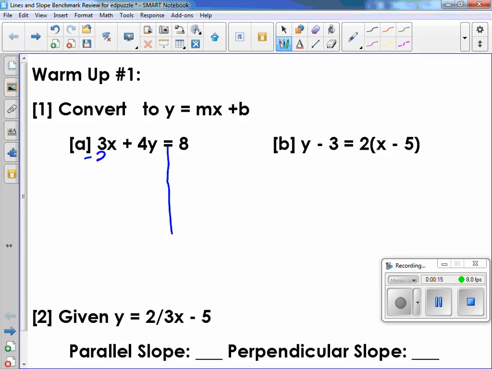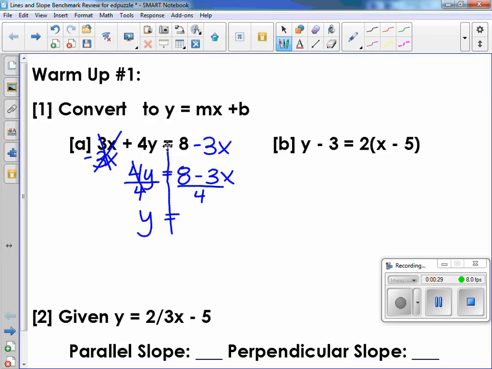So you're going to subtract 3x, you're left with 4y equals 8 minus 3x. You cannot combine those together. You're going to divide by 4 on both sides. You're left with y equals 8 divided by 4 is 2. And if it's a fraction, we just leave it as 3 over 4x. So that's going to be one type you have to solve.